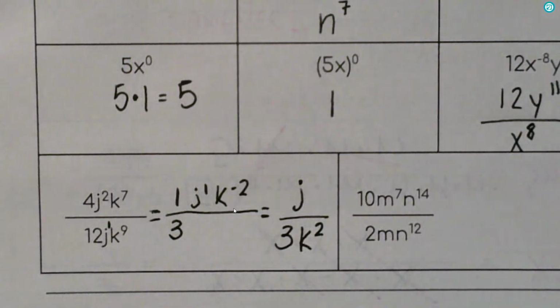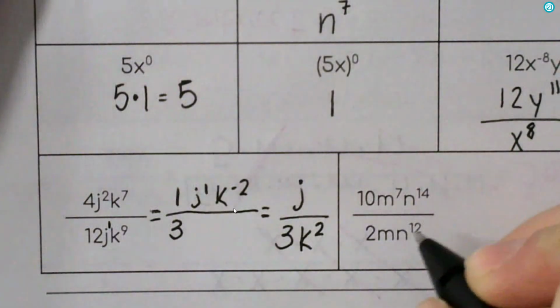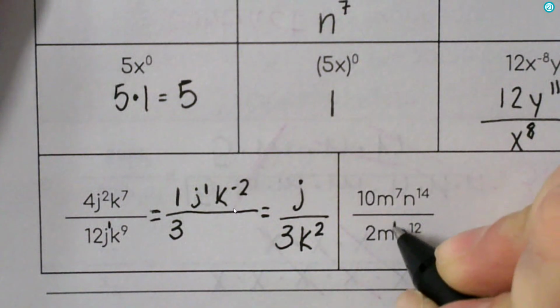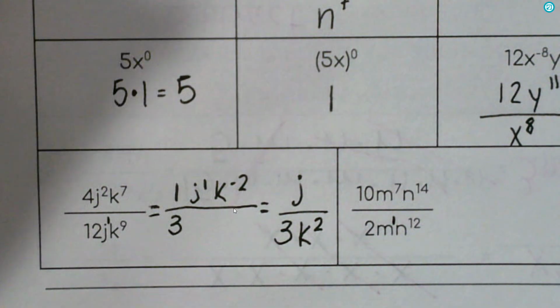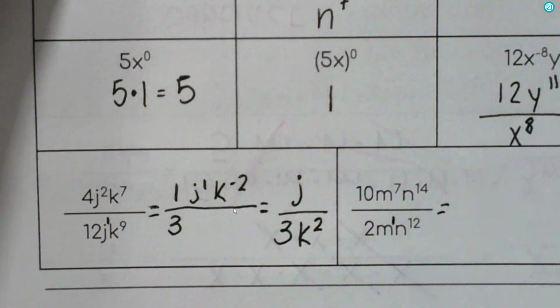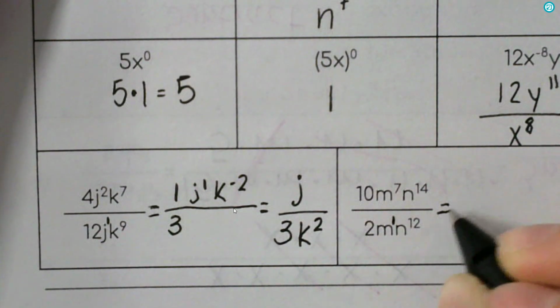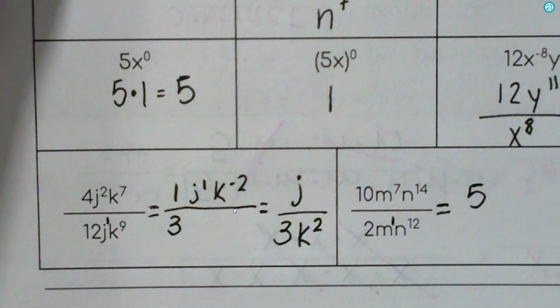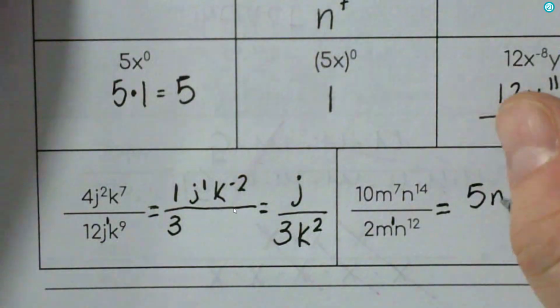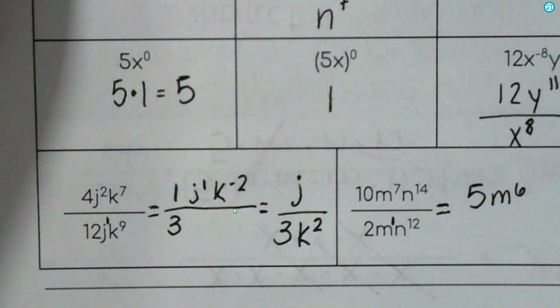Last one, I've got 10m to the 7th, n to the 12th. Sorry, n to the 14th. And then 2m to the 1st, n to the 12th. 10 over 2, what's going to happen there? I can divide that out. That divides evenly. 10 divided by 2 is 5. Then on this one, I can subtract my exponents. They'll all end up being positive. 7 minus 1 is 6. 14 minus 12 is 2.